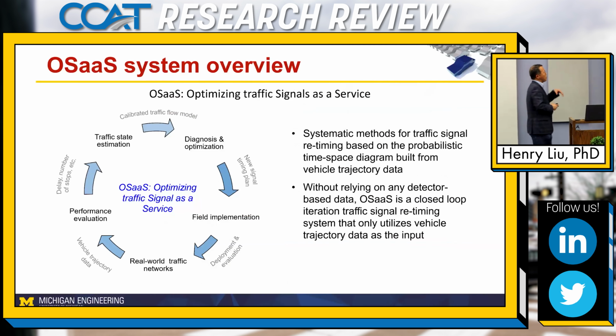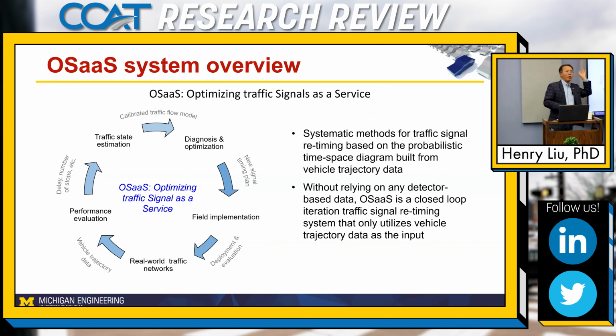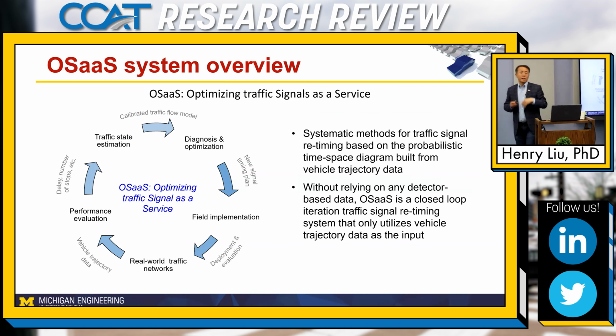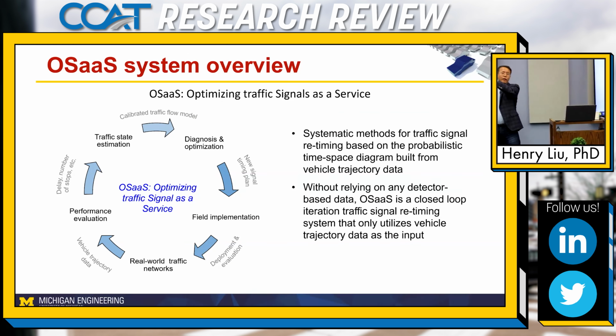All right, so then we put together in terms of this system we call OSIS, Optimizing Signal as a Service. Now, this is a service to traffic management agencies because we have data coming from the cloud. And then we can collect the data, we can estimate the state, we can optimize signals, implement, and then collect the data again because there's data always being collected from the OEMs.